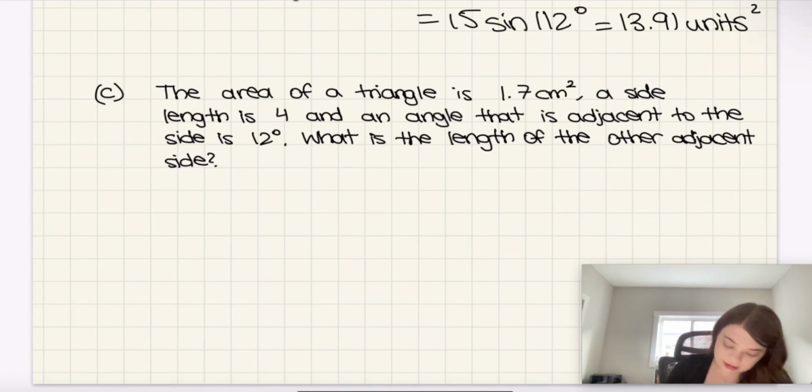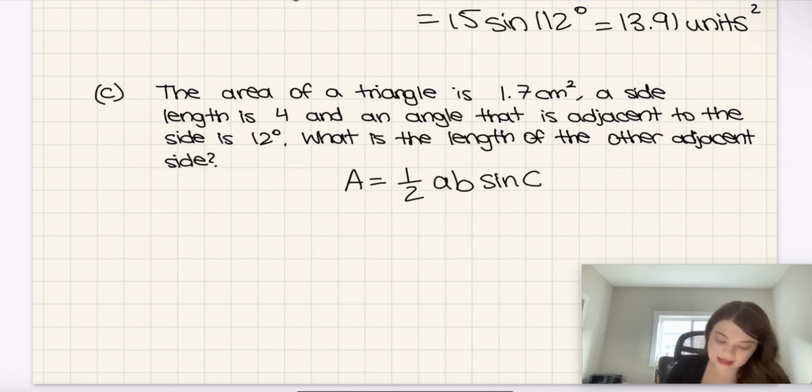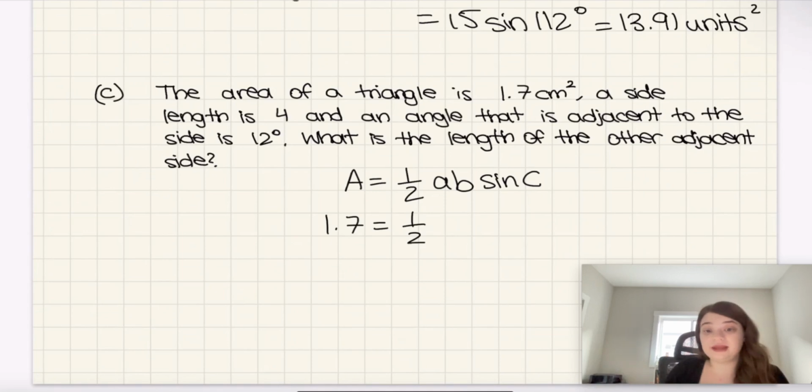Okay, so for this one, we again know that the area is equal to 1/2 AB sine of C. In this case, the area is 1.7, so I'll be subbing in 1.7 in place of the area. We know that one of the side lengths, either A or B, doesn't really matter which, is 4. So we'll just say that B is the one we don't know, and we know A is 4. However, if you switch the two, that's totally fine as well. It doesn't actually matter which is which in this case.